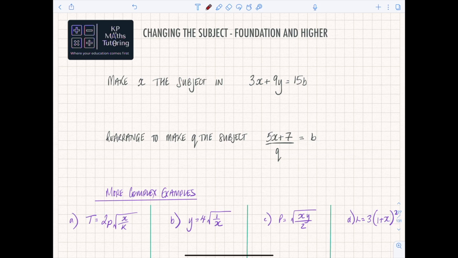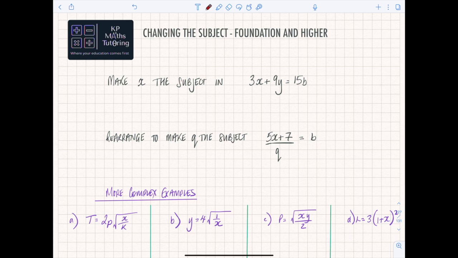So the thing about this skill is that you might have a question as simple as that, or as simple as that, where it asks you to change the subject, which would be the case more on foundation. However, this skill is very much involved in a lot of other questions where you have to rearrange, work backwards and solve problems. So let's jump in and have a little look at what we've got.